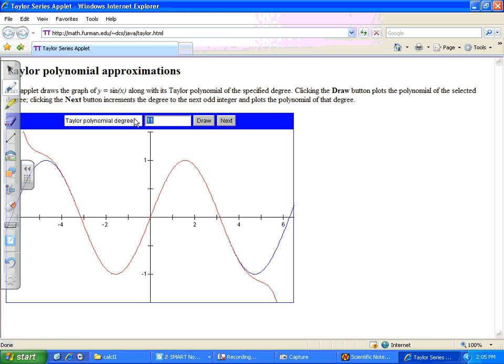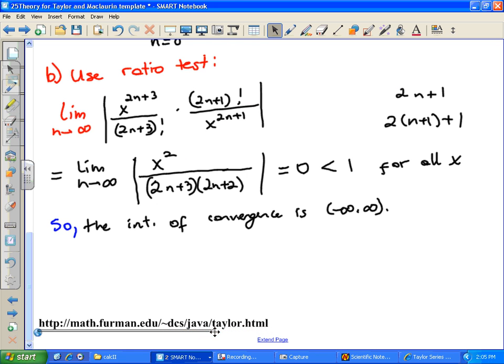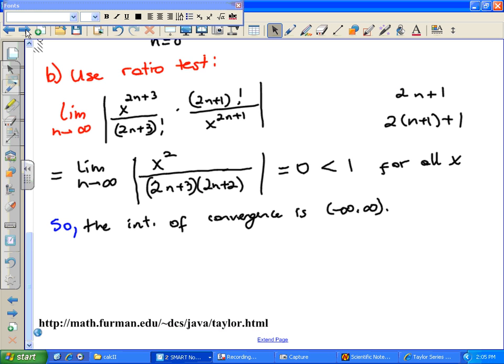What if we do something really high, like 27th power or something like that? So the more terms you add, basically, now you can't even see the distinction between that polynomial and that actual function. So the more terms we add, the closer we are getting to that approximation. Okay, going back to wherever we were.